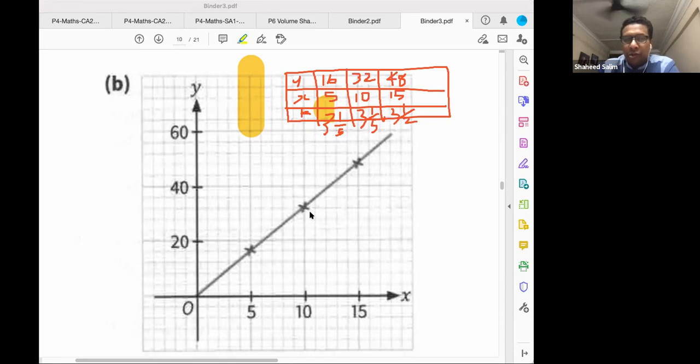It does not change. Okay, so you notice it passes through the origin and K does not change. That means this is directly proportional to that. X is directly proportional to Y. Okay, let us try now.